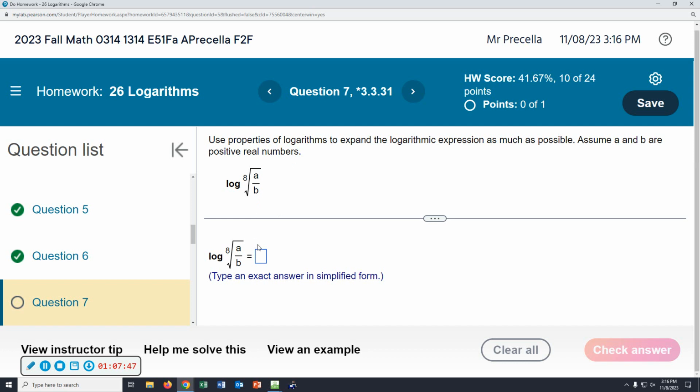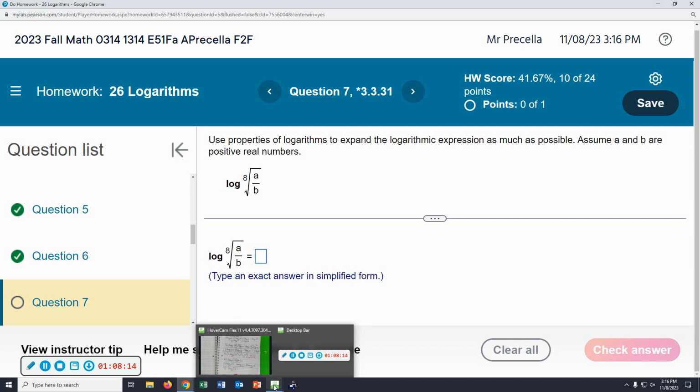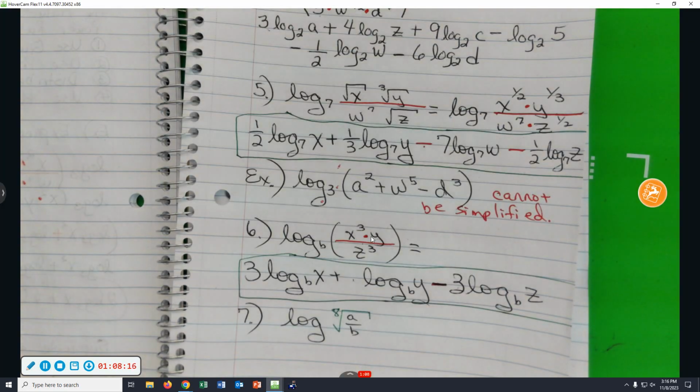Okay. Notice it just says log, so we assume it's base 10, but for typing in purposes, you don't have to be typing in the subscript. Log. That's an 8th root. It's the whole thing. A over B are both under this. The common log of the 8th root of A over B.